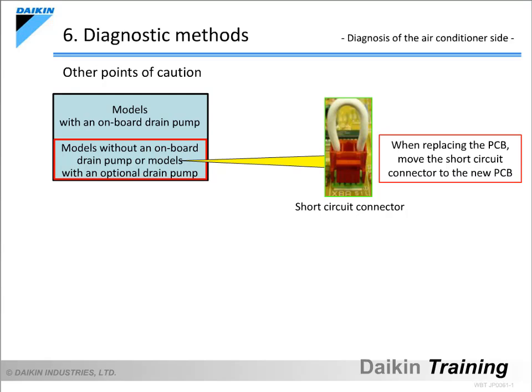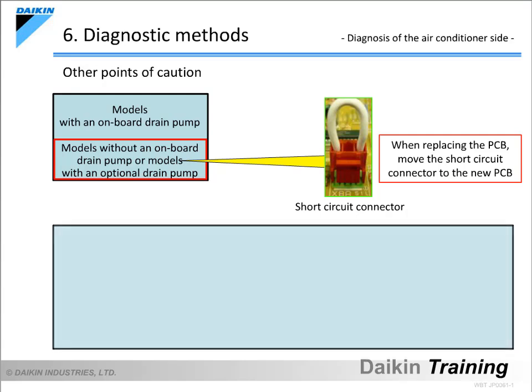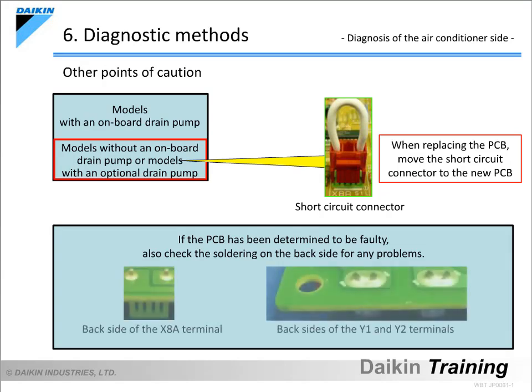Therefore, when replacing a faulty PCB that has a short circuit connector, be sure to move the connector to the replacement PCB. If the PCB has been found to have a problem, also check the soldering of the respective terminals on the back side of the PCB before replacing it. If there is a problem with the soldering, be sure to fix it.